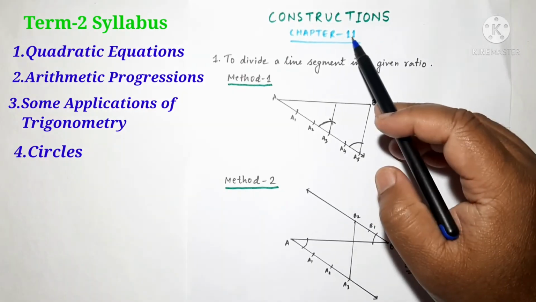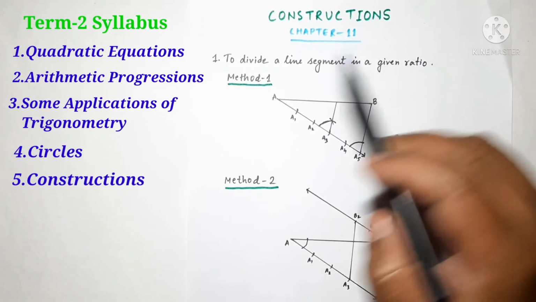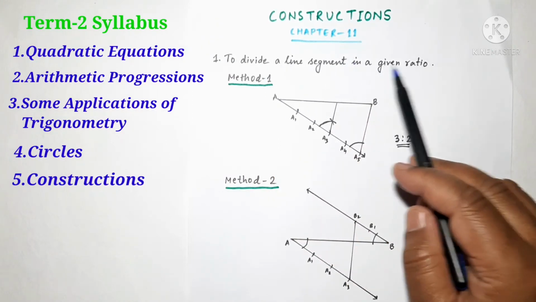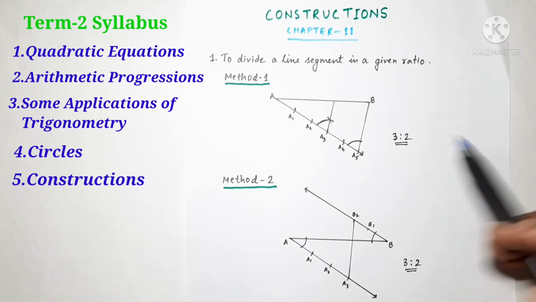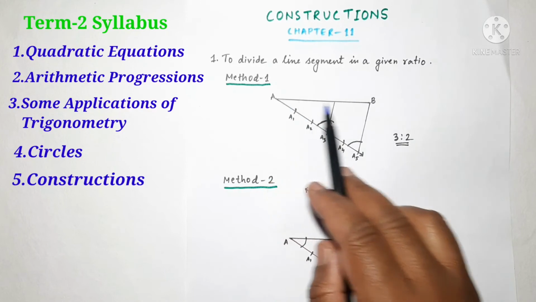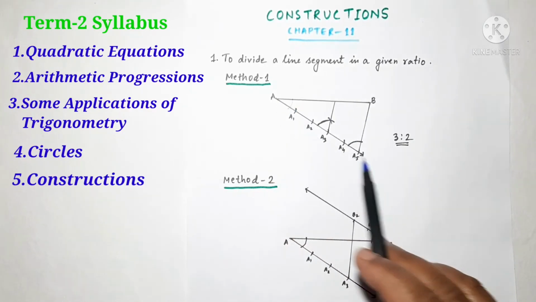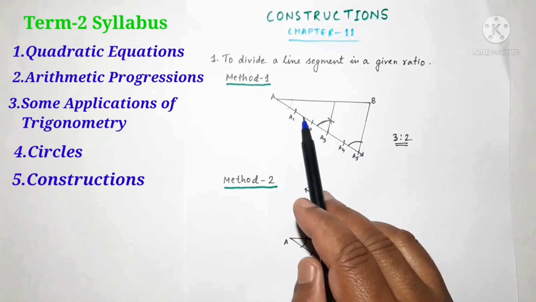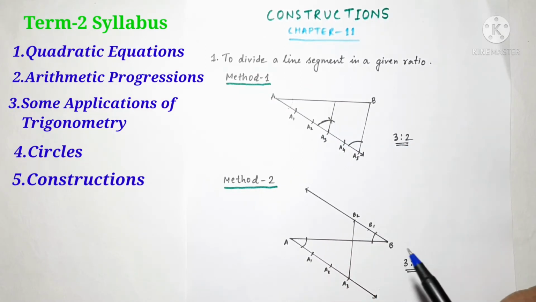The next chapter in your syllabus is Constructions, chapter number 11. The first construction that you have to do is to divide a line segment in a given ratio. There are two methods of dividing a line segment. Look at method number 1. The ratio is 3:2. You draw a line, then an acute angle with one ray, and divide it into 5 segments because 3 plus 2 is 5. So 1, 2, 3, 4, 5. Then you join according to the ratio given in the question.